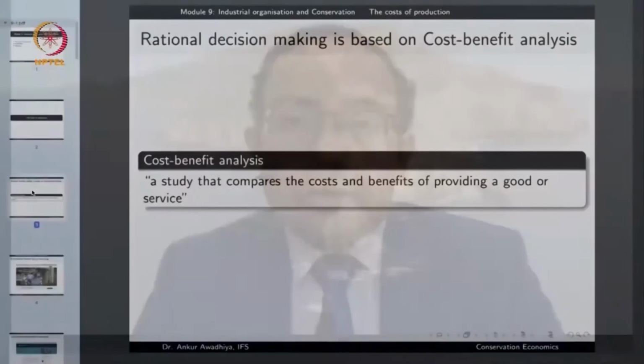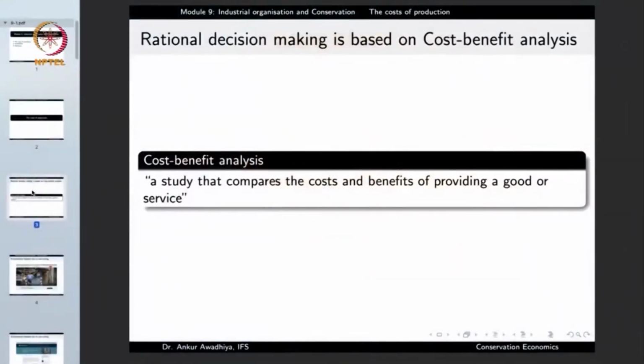So essentially, what it says is that everybody tries to maximize the benefits that they have while reducing the cost as far as possible. If you have maximum benefits at the lowest cost, then that is the most rational decision that can be taken. So this is the cost benefit analysis, a study that compares the cost and benefits of providing a good or a service. But herein lies a problem.